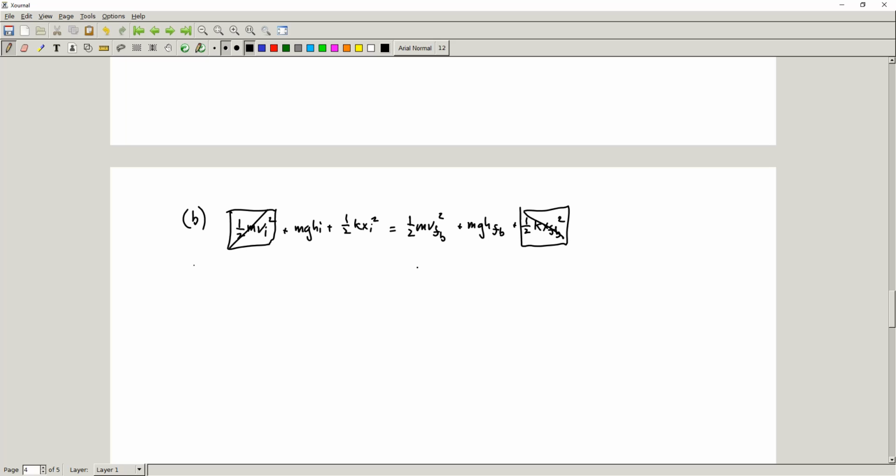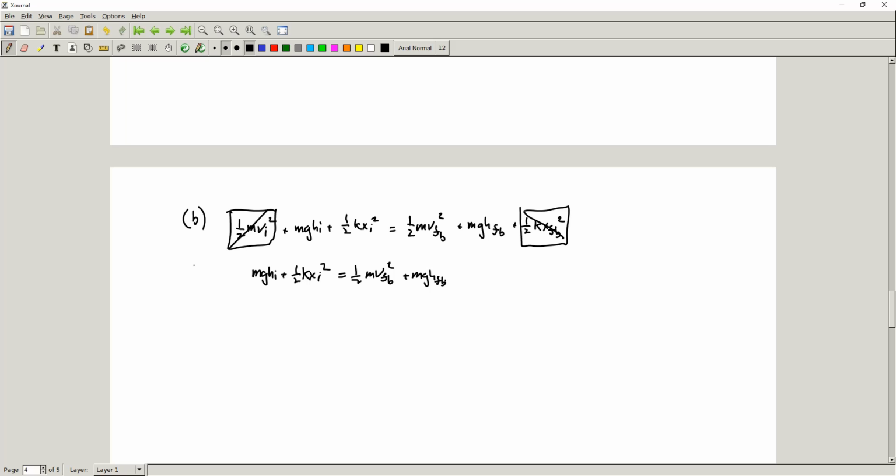Now we need to start working with the equation. Maybe I'll just rewrite it, and we can start manipulating the equation. Okay, so we have mgh initial plus 1/2 k x initial squared, and that's equal to 1/2 m v final b squared plus mgh final b.